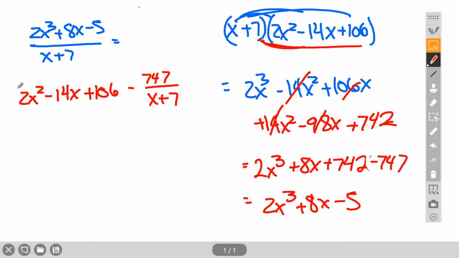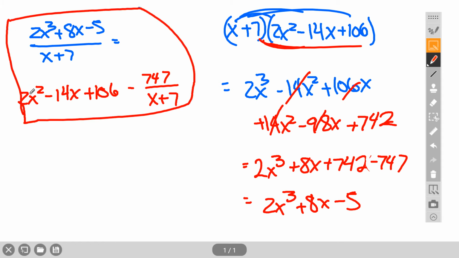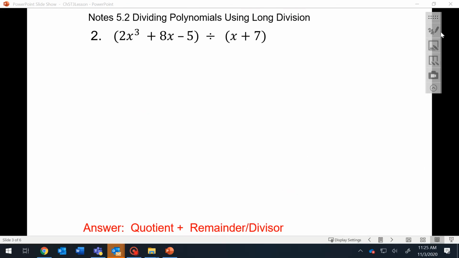Okay, so I can be certain that when I divide these, I get 2x squared minus 14x plus 106 minus 747 over x plus 7. Alright, it looks kind of funny, but that's the way math works sometimes, so it is what it is.